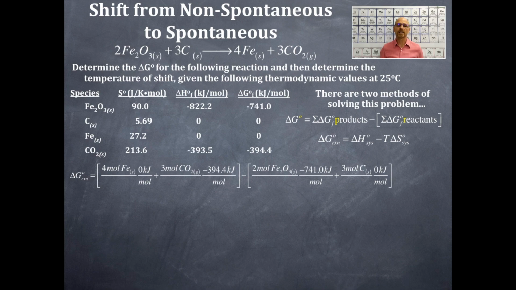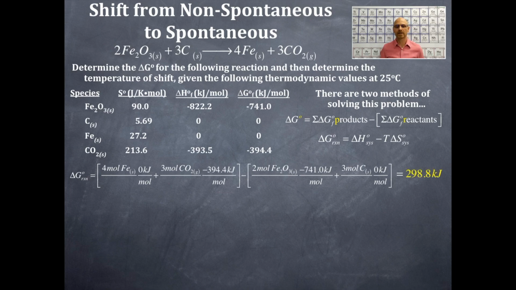We're going to do the first one here, delta G naught for the reaction. I have 4 moles of iron, that's times 0, obviously, and 3 moles of carbon dioxide, that's times negative 394.4 kilojoules per mole, minus the quantity of 2 moles of the ferric oxide, with its value of negative 741.0 kilojoules per mole, plus 3 moles of carbon, and that's times 0, of course. Those 2 elements in their standard state are 0. So I really have the carbon dioxide and the ferric oxide to worry about.